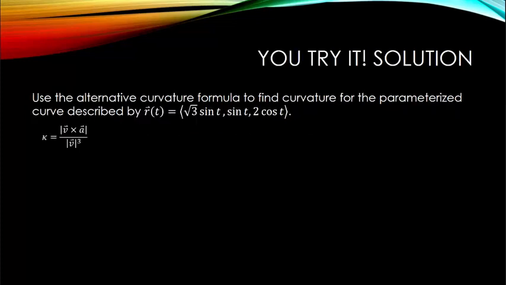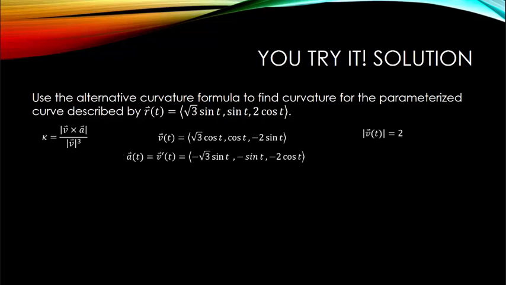We want to use the alternative curvature formula that's given by kappa is equal to the magnitude of the cross product of the velocity and the acceleration over the magnitude of the velocity cubed. The velocity has the components square root of 3 cosine t, and negative 2 sine t. The magnitude of the velocity is 2. The acceleration has the components negative square root of 3 sine t, negative sine t, and negative 2 cosine t.